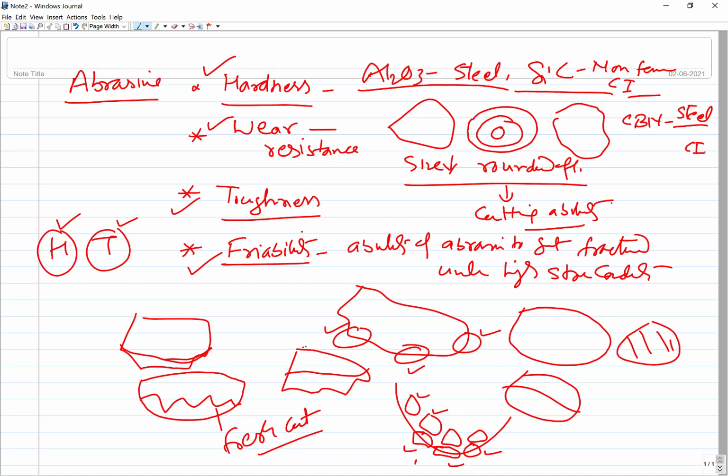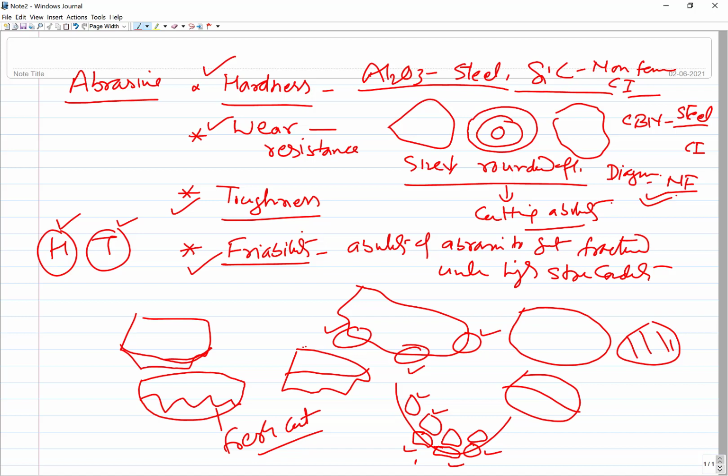And as I said, the diamond is used for non-ferrous metals, ceramic materials, carbides, hardened materials. So carbide, ceramics, and the glass and other hard materials, non-ferrous metals, cutting of that is performed using the diamond. Okay, so this is about the abrasives.